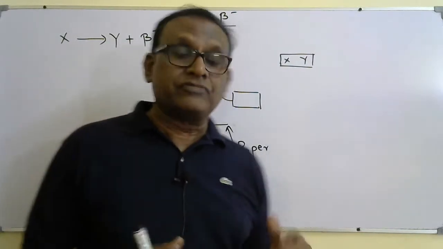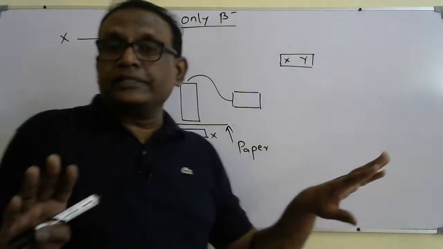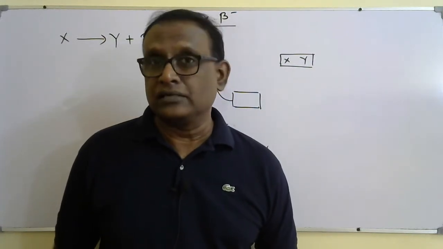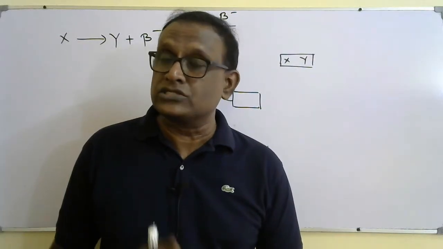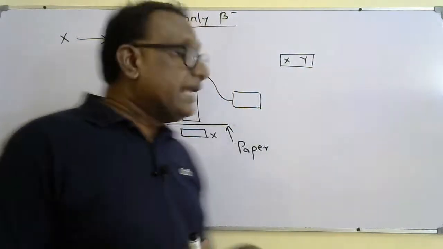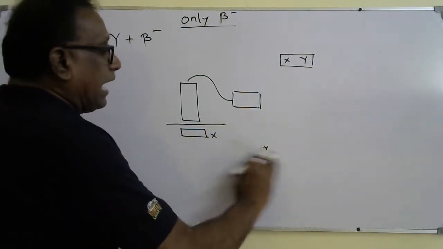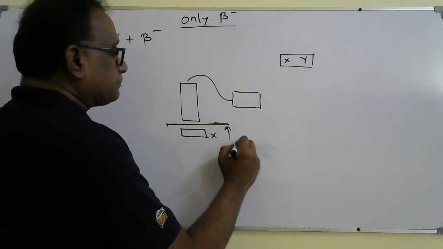Because if it is emitting alpha, it will be blocked by the paper, so there will be a drop in the count rate. So no drop in the count rate means the sample is not emitting alpha. So still the count rate is the same as earlier. So it could be either beta minus or gamma. Now keep a sheet of a few millimeter thickness of aluminium.